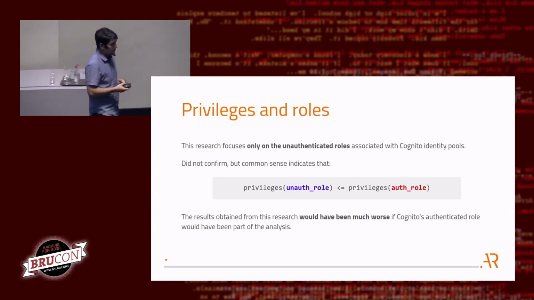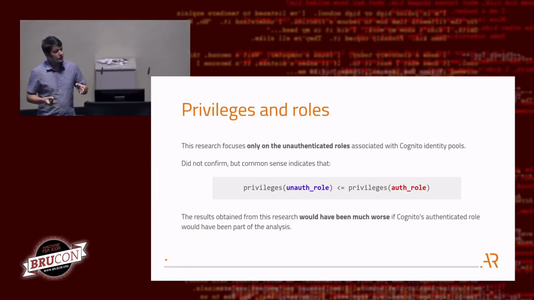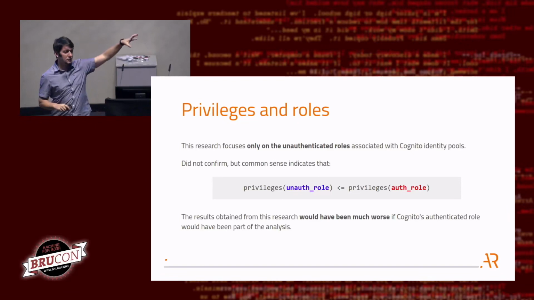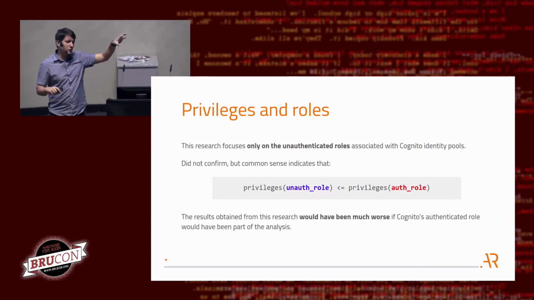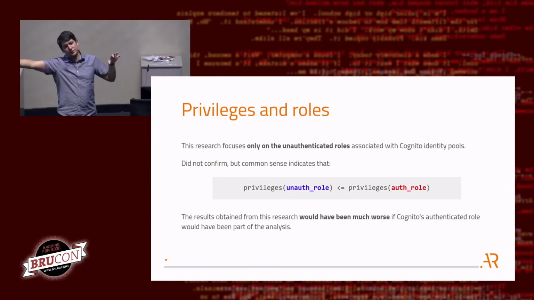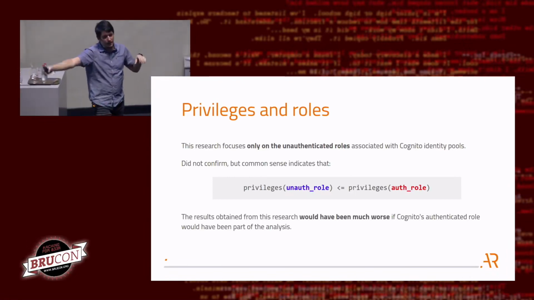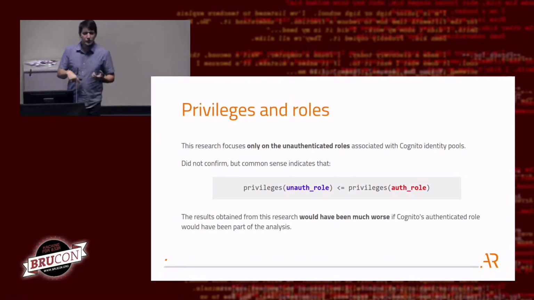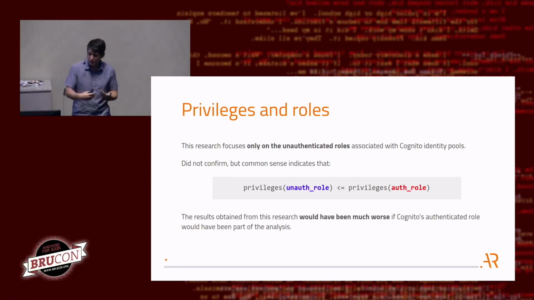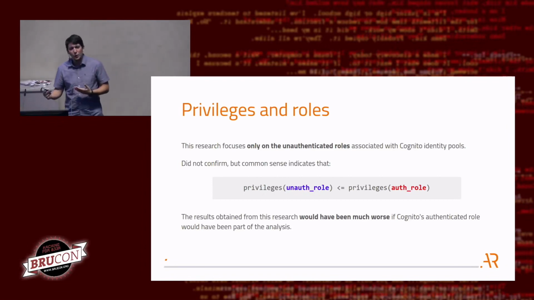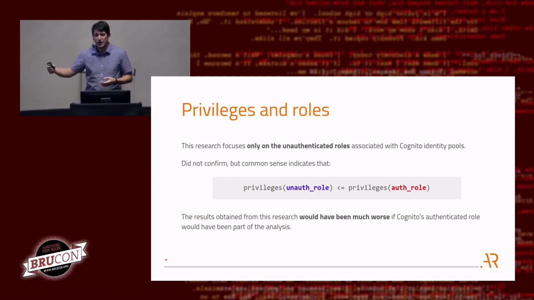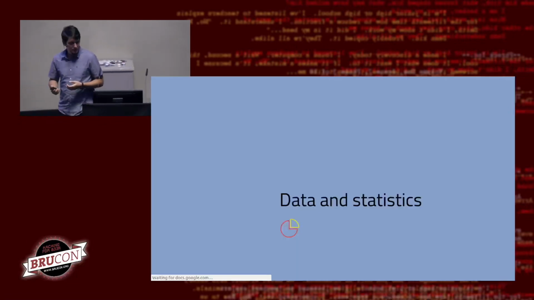I tested that one because it was easier. No other reason. But the thing to notice here is that most likely the permissions for the unauthenticated role are going to be less than or equal to the permissions for the authenticated role. And all these results were for the unauthenticated role. So if you ever go through the process of replicating this research with the authenticated role, the results are going to be much worse. And they are bad as it is.